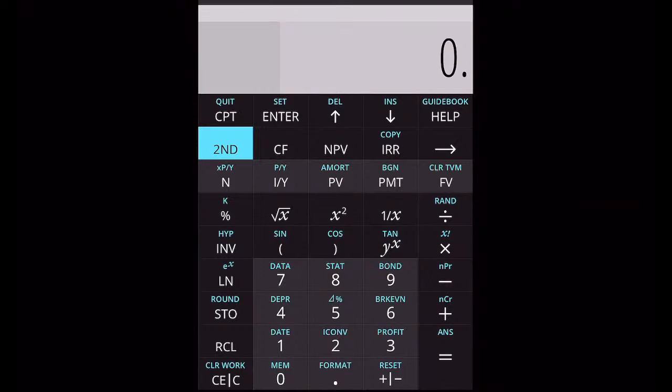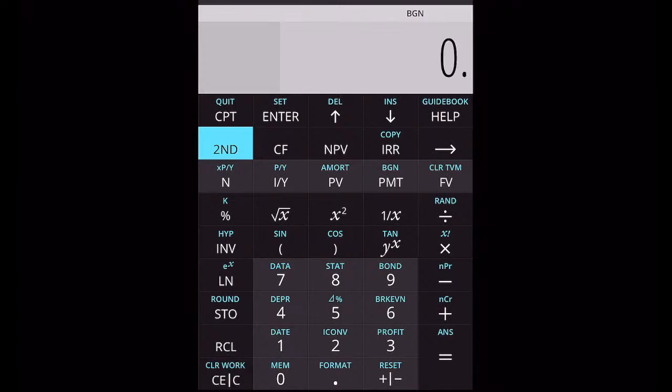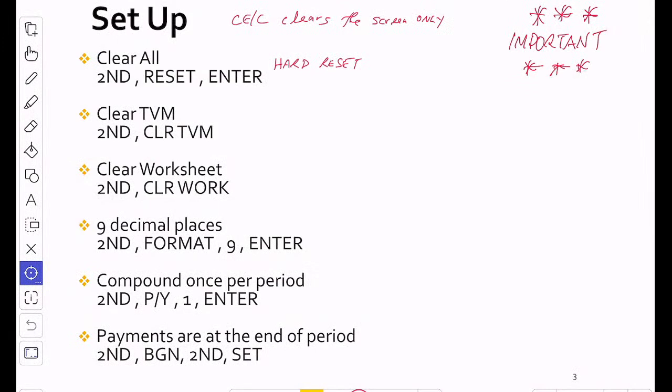Okay, so let's do this. Second, BGN, second, SET puts me into begin mode. And to get out, I repeat. Second, BGN, second, SET. And now it's gone. Okay. Let me know if I'm going too fast.